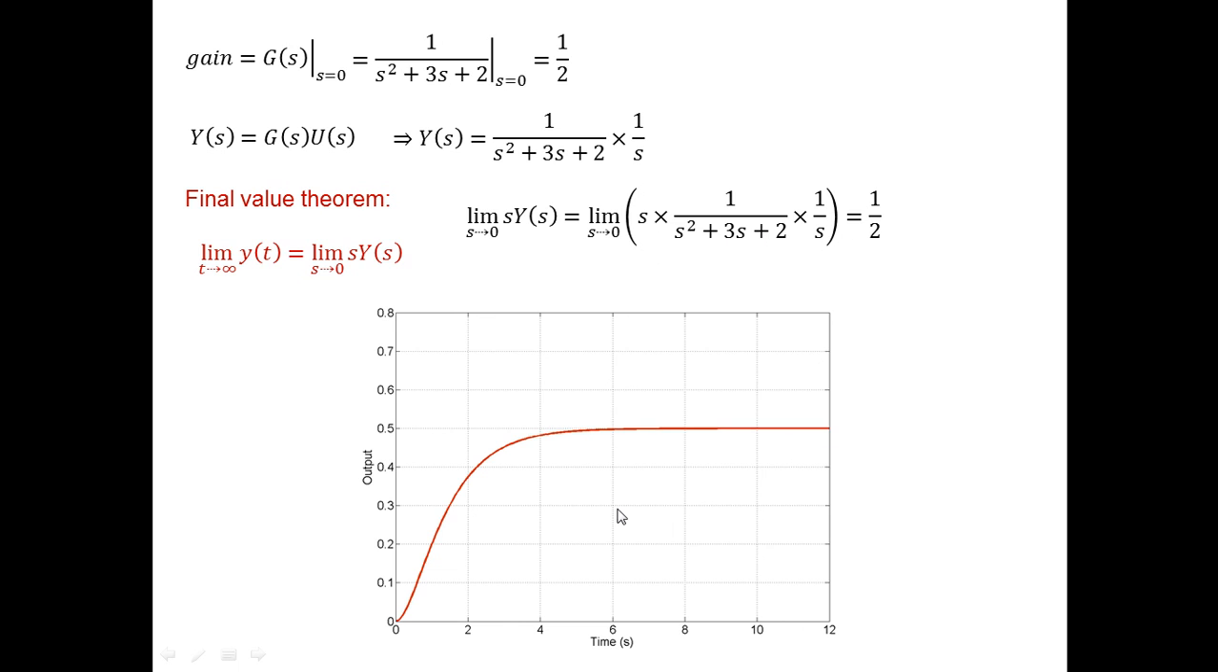Here you see the sketch of the response. As you see, the final value is 0.5, or 1 over 2. And since the system is overdamped, we don't have any oscillations. The response of the system is almost the same as the response of a first order system.